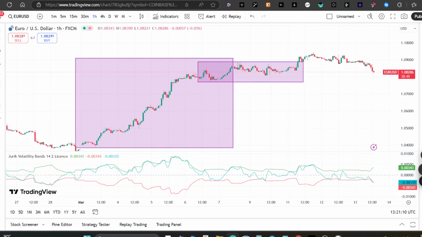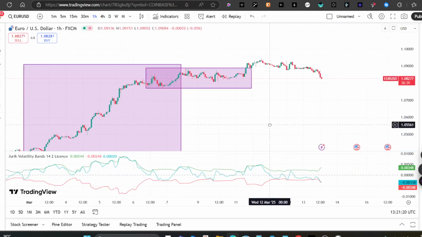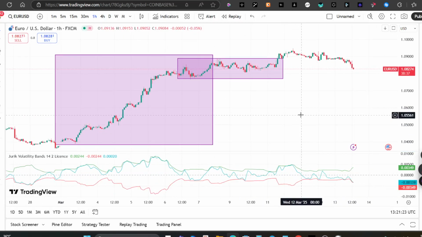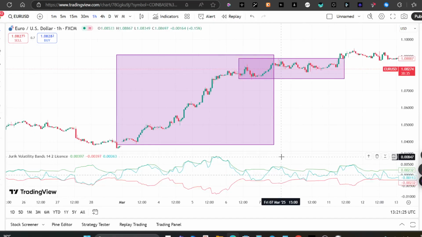But here's the crucial part. Jurik volatility bands are dynamic, okay, meaning they adapt to changes in market conditions, unlike static bands like Bollinger Bands. So if the market suddenly becomes more volatile, the bands will widen naturally, helping you stay in tune with the market's true behavior. Now that we know how Jurik volatility bands work, let us talk about how to use them effectively in your trading strategy.